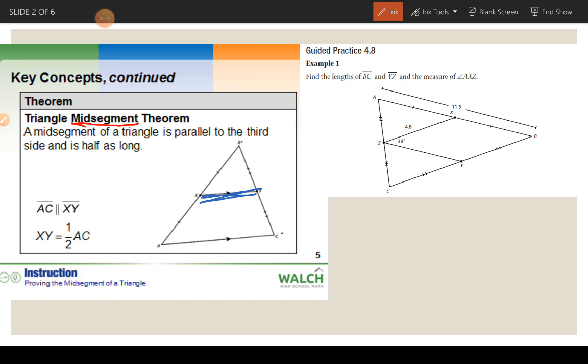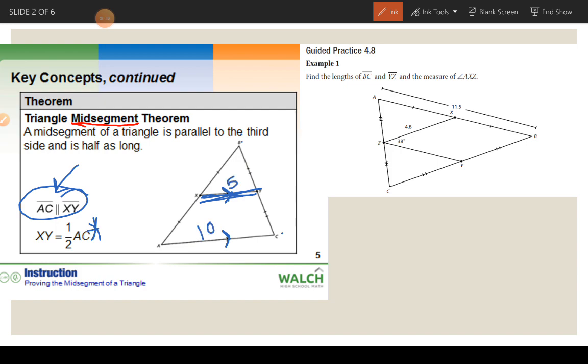What this says is that they're both parallel. Those two lines mean that they're both parallel. So AC is parallel, and you can see that by the lines there. And then it says XY is half of AC. That's the important part. So basically, if this is 5, I know that this is going to be 10.